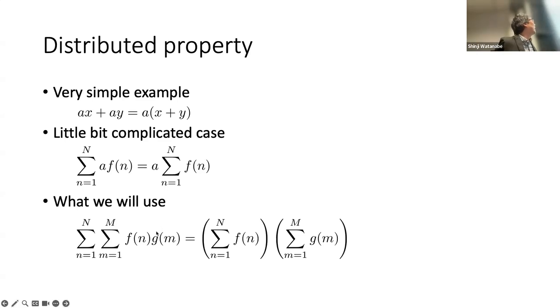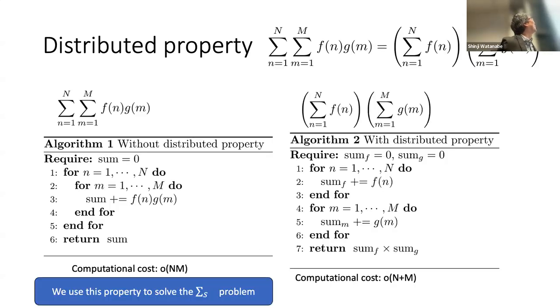And a bit more of a general form, but this is still true. We have two functions, F_n and G_m, and the summation over n and m. This also looks very complicated, but we can factorize it and take the summation for each of them, and we can reduce the computational cost. I just wrote some pseudo code. If there were no distributive property in the world, we would have to compute this double loop over n and m. But by using the distributive property, we perform the summation once, twice, and the computational cost is n plus m and so on, right?